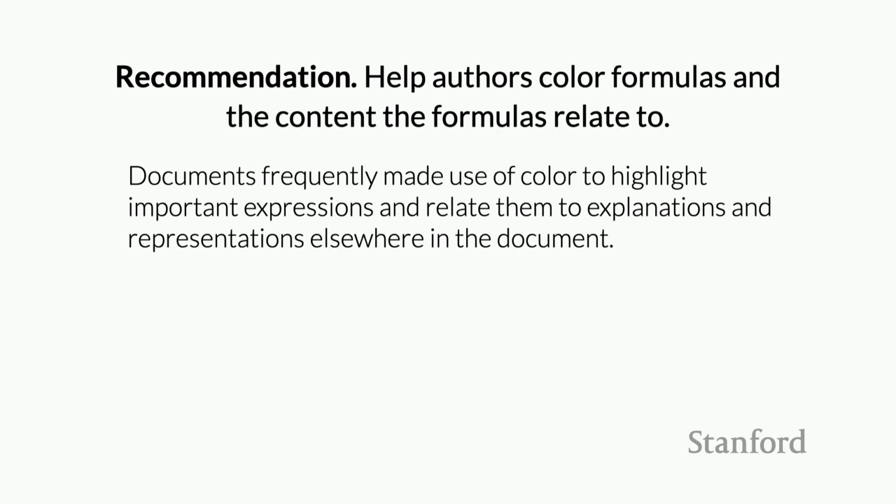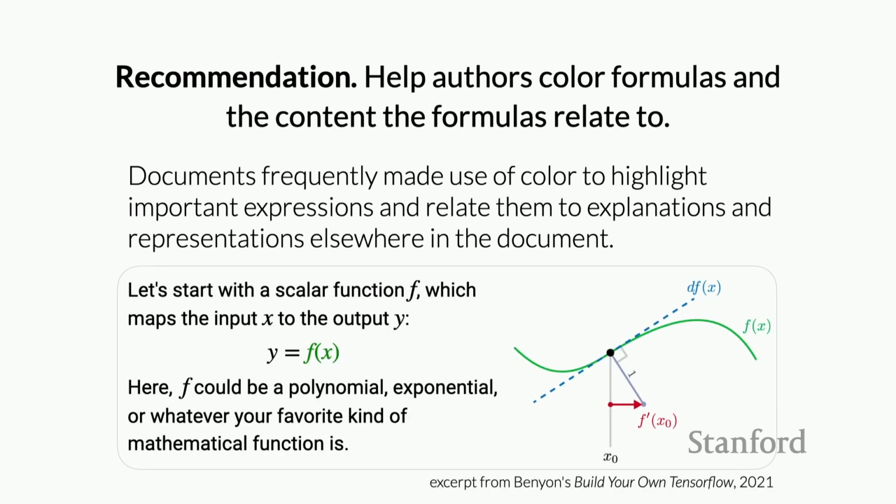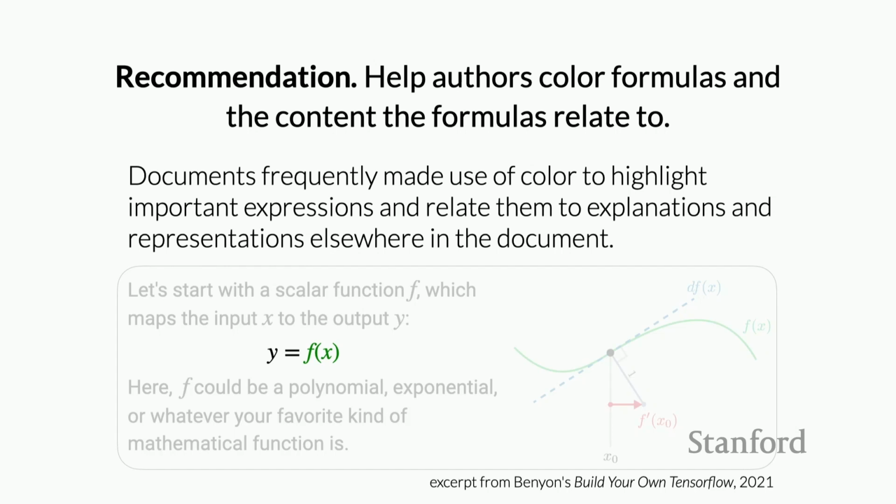We saw in the vast majority of the documents that they made use of color to highlight important expressions and then relate them to explanations and representations elsewhere in the document. So here you can see an example from one such document. The use of the color green in this particular formula is just meant to provide an easy way of scanning back and forth between that f of x and the curve that it corresponds to in the nearby visualization. This pattern was really common, and it was used to link formulas not only to visualizations, but also text and code listings.